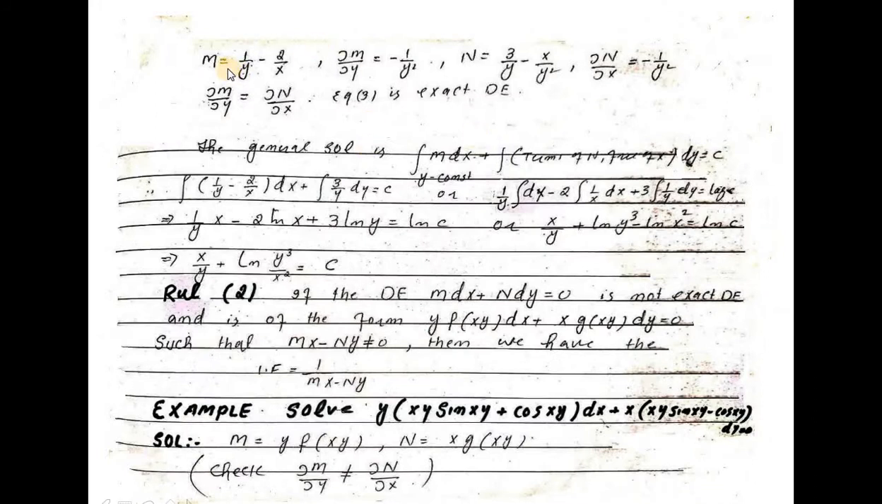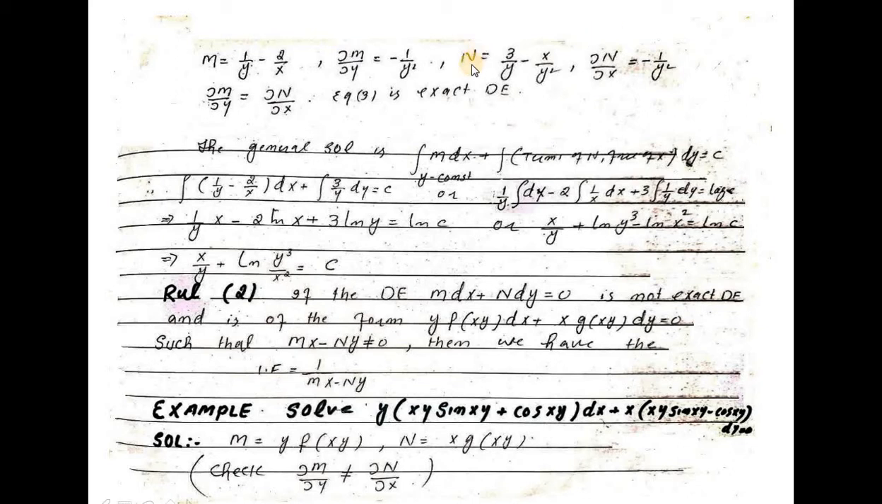This is the next slide. Here we have the value of m, and we have to differentiate with respect to y. With respect to y, differentiation will give minus 1 over y square. The 2 over x will become 0 because we have to treat it as constant.